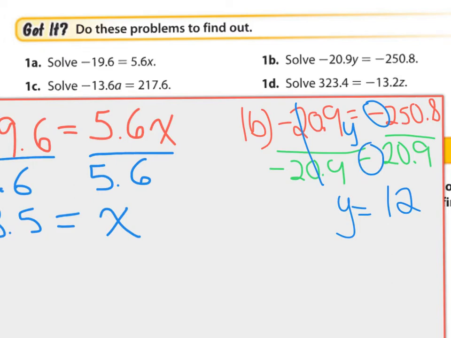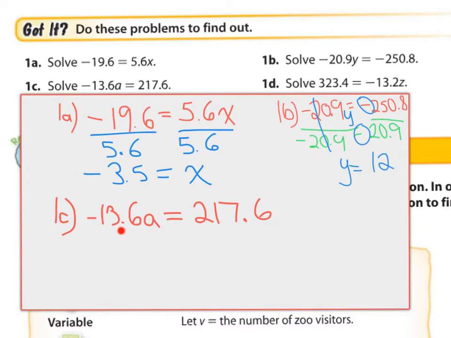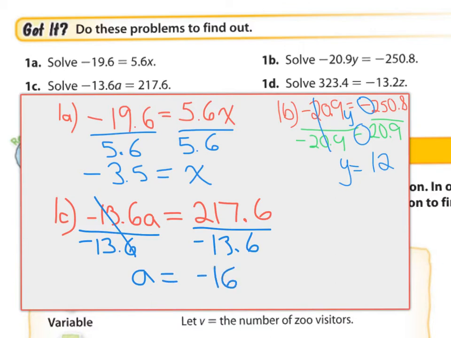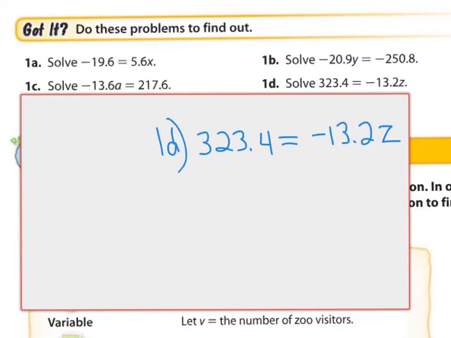Okay, 1C. Negative 13.6a equals 217.6. We are multiplying here. The coefficient is being multiplied into the variable, so we have to use the division property of equality, and we will divide both sides by negative 13.6 in order to isolate the variable. And we get a on this side equals negative 16. Right? A positive divided by a negative is a negative.